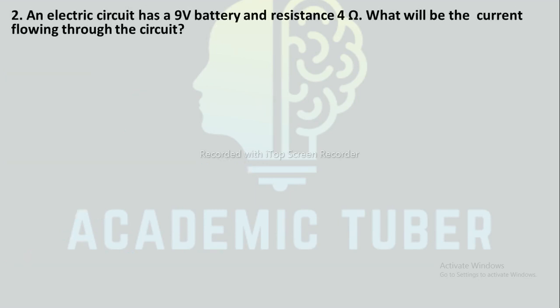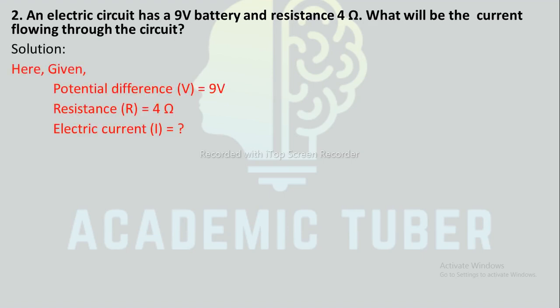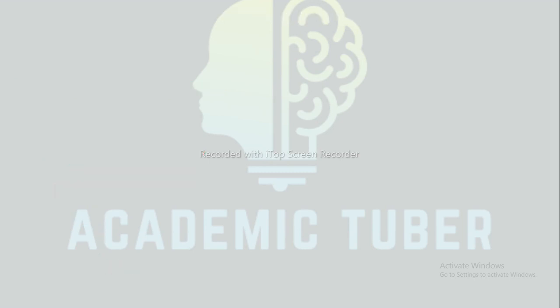Next question. An electric circuit has a 9 volt battery and resistance is 4 ohm. What will be the current flowing through the circuit? Solution: here given, potential difference is 9 volt. Resistance is 4 ohm. And electric current I equals what? We know that by using Ohm's law, V equals IR. Here we have to calculate I. So we know that I equals V by R, or I equals 9 by 4 equals 2.25 ampere.